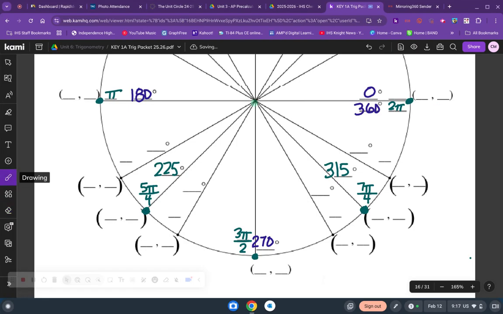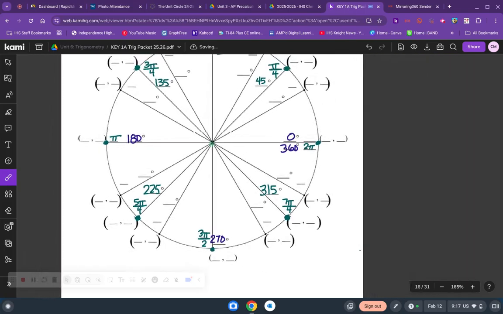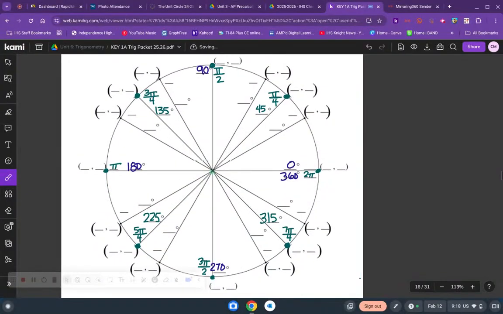So now we can see that half of our circle would be 1 pi radians. A whole circle is equal to 2 pi radians. Does that make sense to us? Okay.